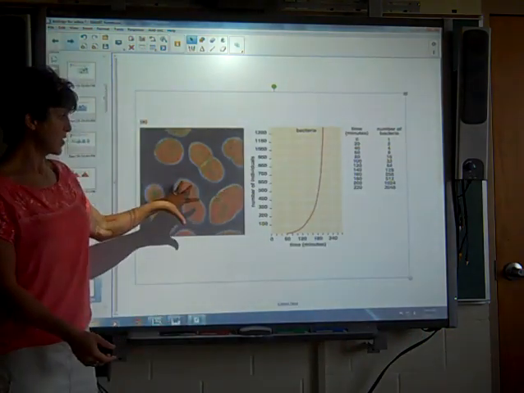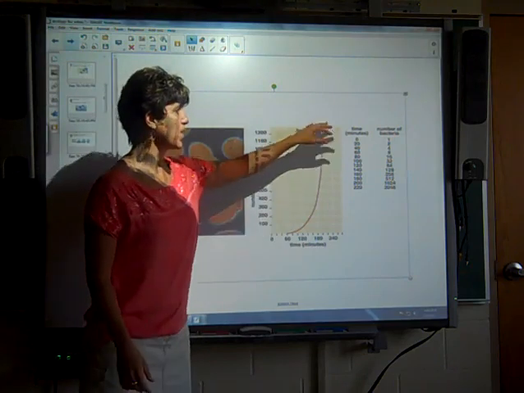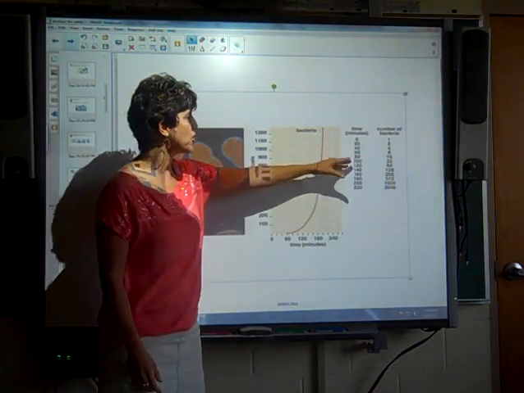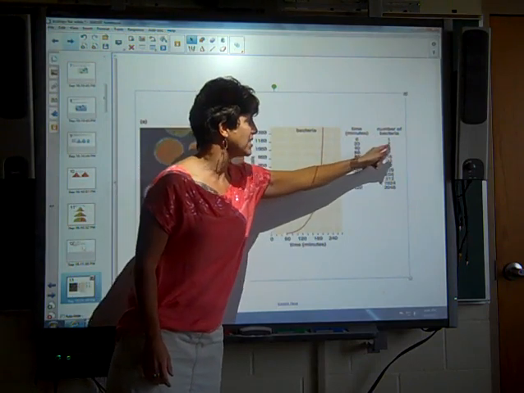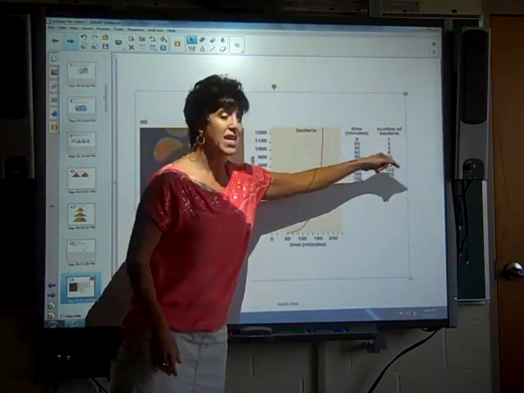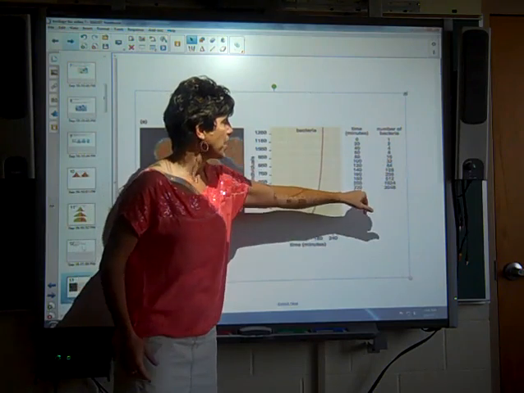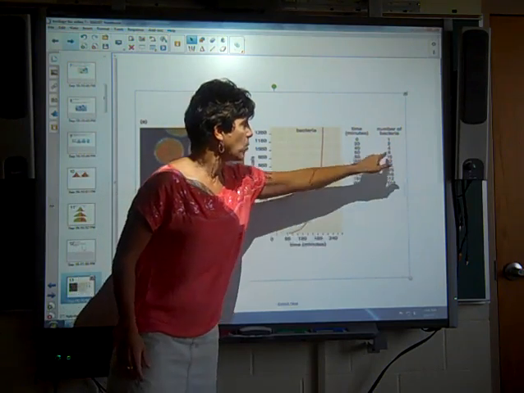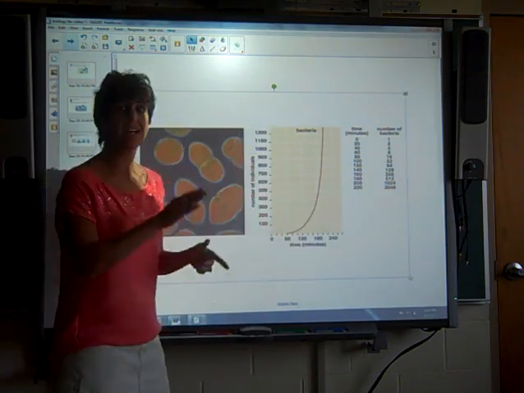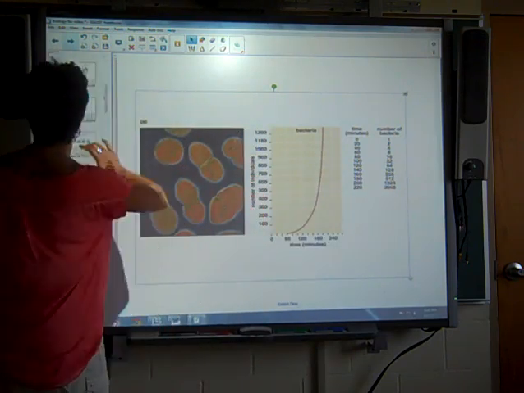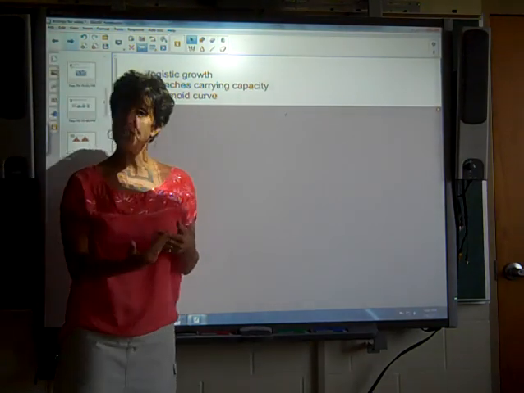Here is an example. Here's bacteria. Here's their growth. And here's simply a data table that shows you at 0 minutes, we had one. In 20 minutes, it doubled itself. In 40 minutes, doubled itself again. And so within 220 minutes, we went from one bacteria to 2,048 bacteria. Definitely exponential growth.